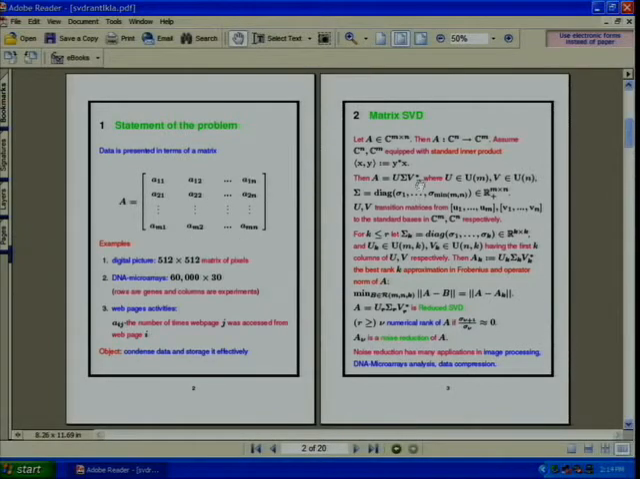So what you want to do is find two orthogonal matrices such that A equals U times Sigma times V transpose. Why orthogonal? Because orthogonal matrices distort as little as possible, or in other words, orthogonal means that you have an orthogonal rotation of your coordinates. And Sigma is a diagonal matrix, so the information just sits on the diagonal.